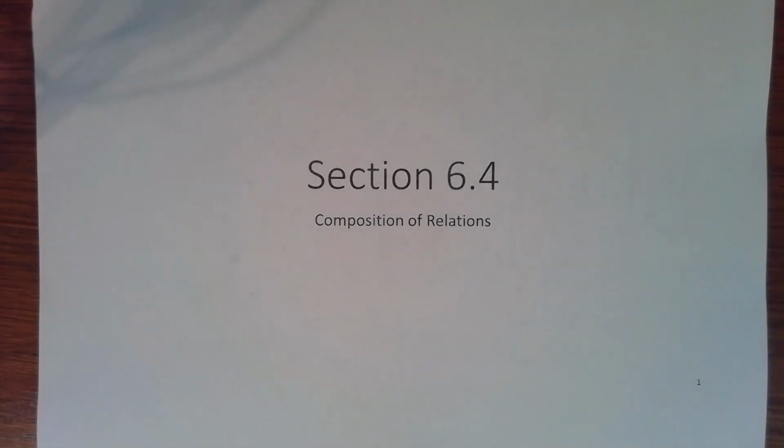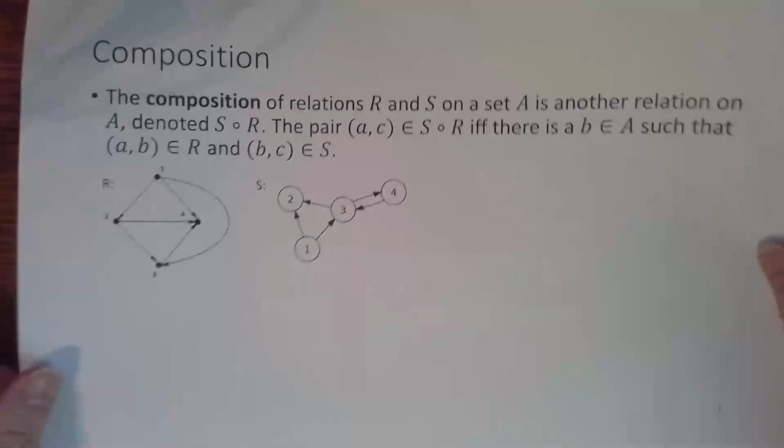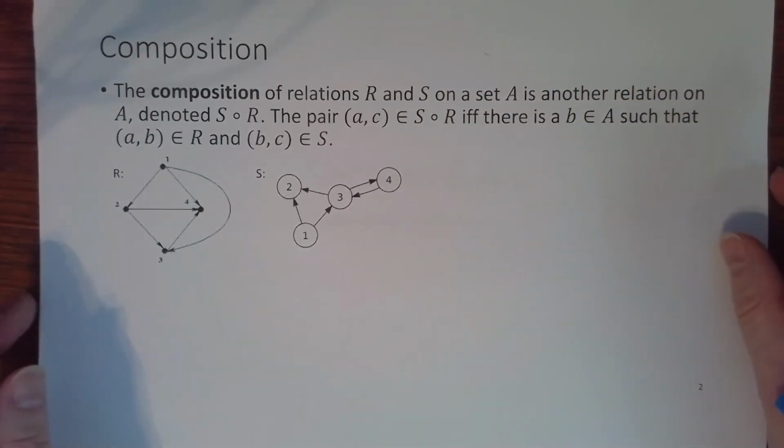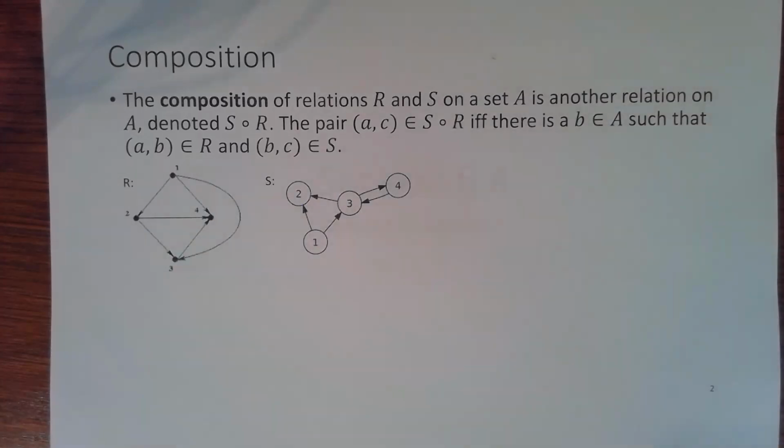Okay, in section 6.4, we're going to look at composition of relations. Now, this is really like composition of functions, but it can be a little bit more complicated because we know in functions there's this unique mapping, and we do not have that situation in a relation, so this can be a little bit trickier to find the composition of relations.